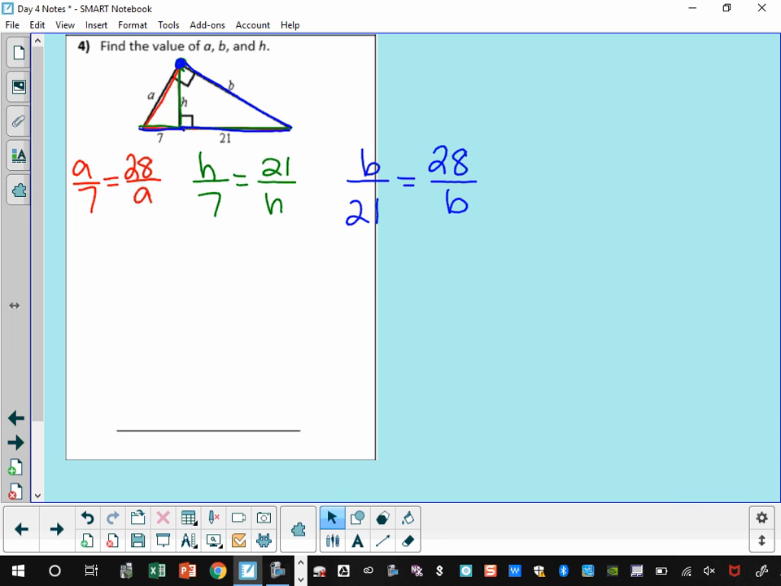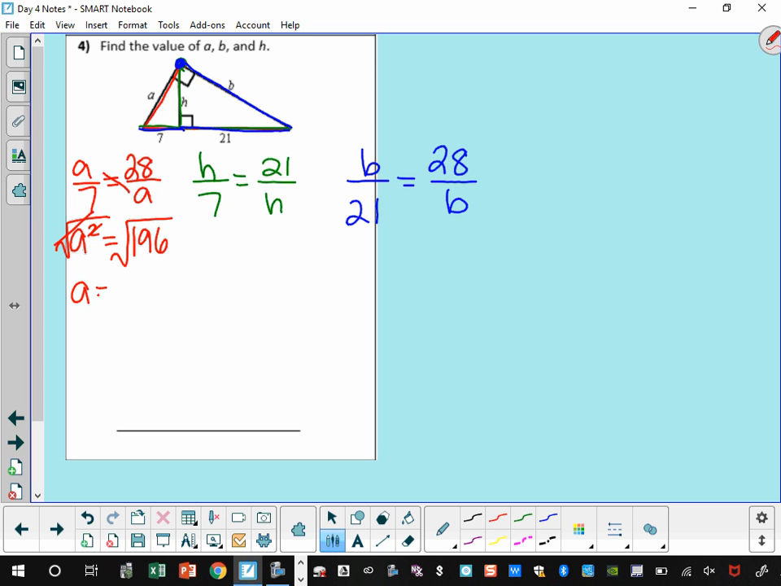7 square root 3. Let's see, for A, we should get A squared is equal to 196. The square root, let's say it was 14. Did you guys get 14? That's a perfect number. Alright, let's look at H squared is equal to 147.